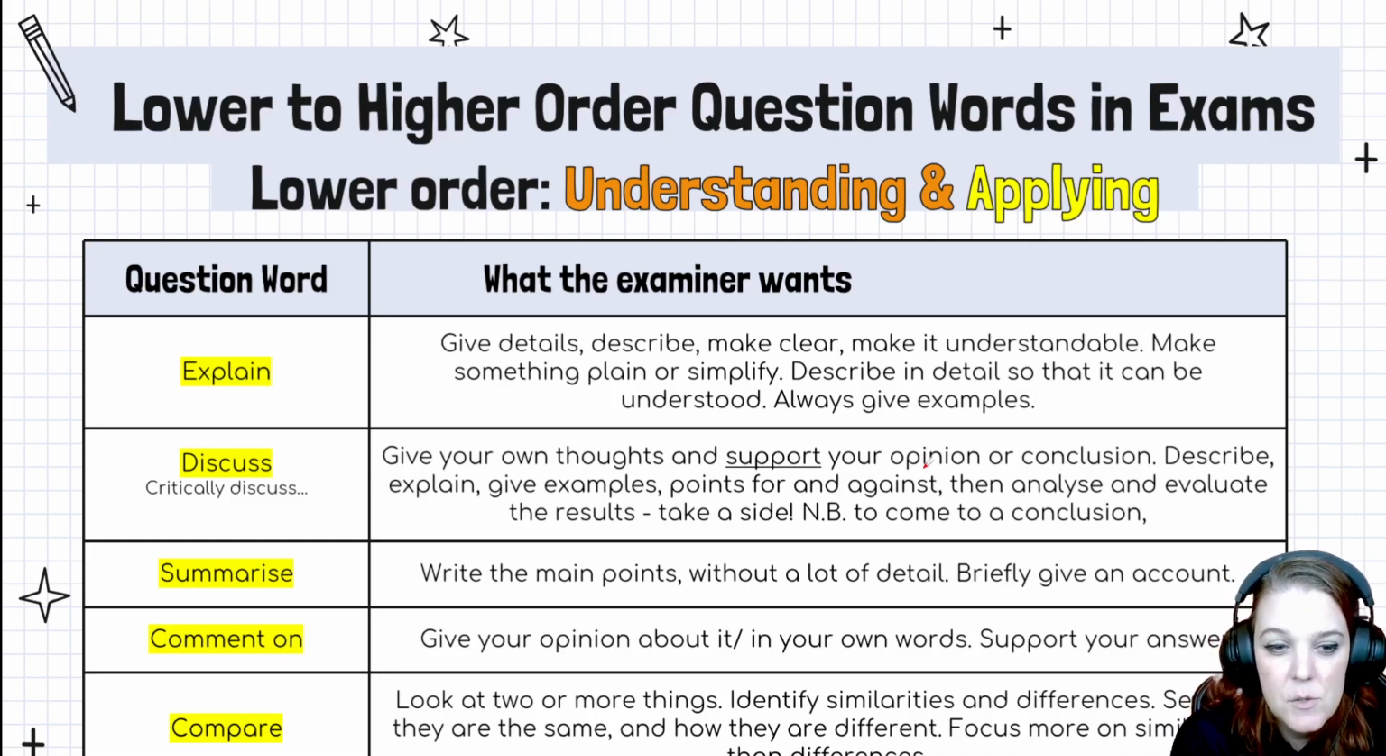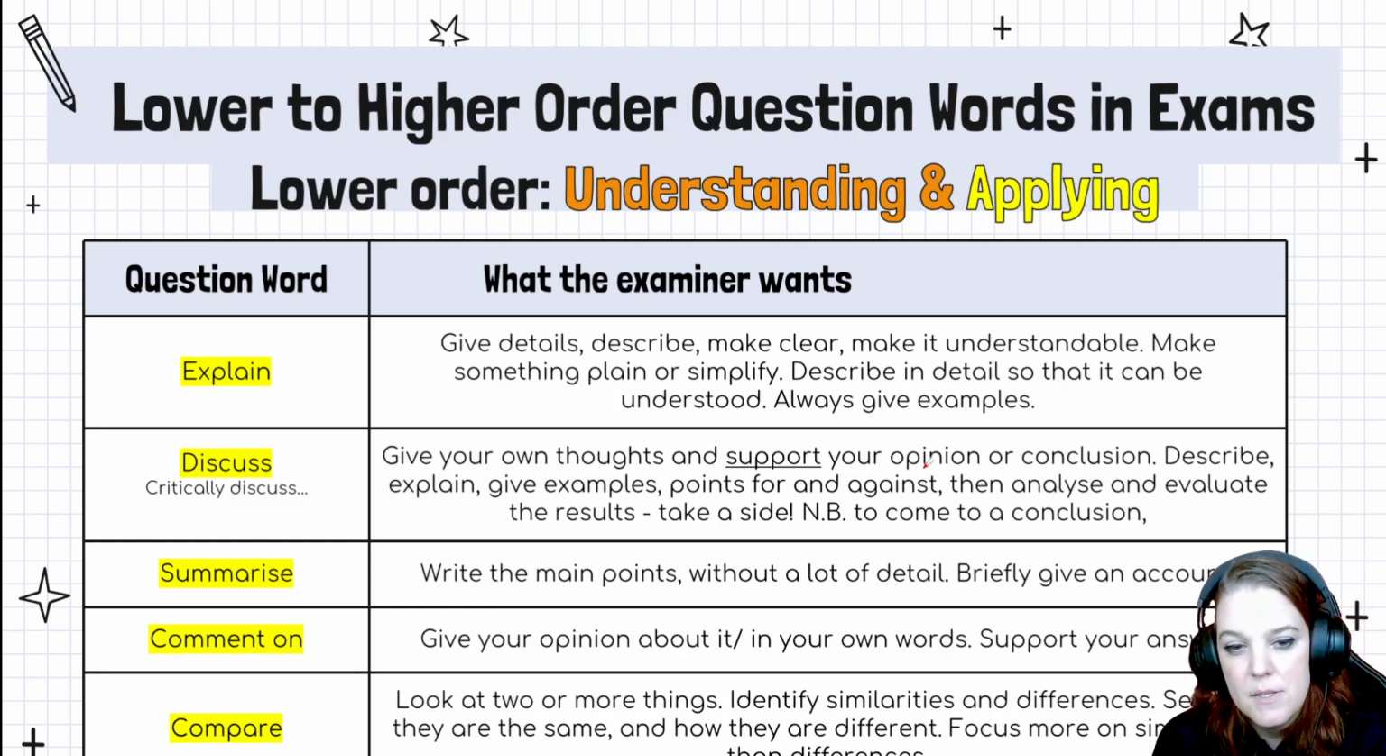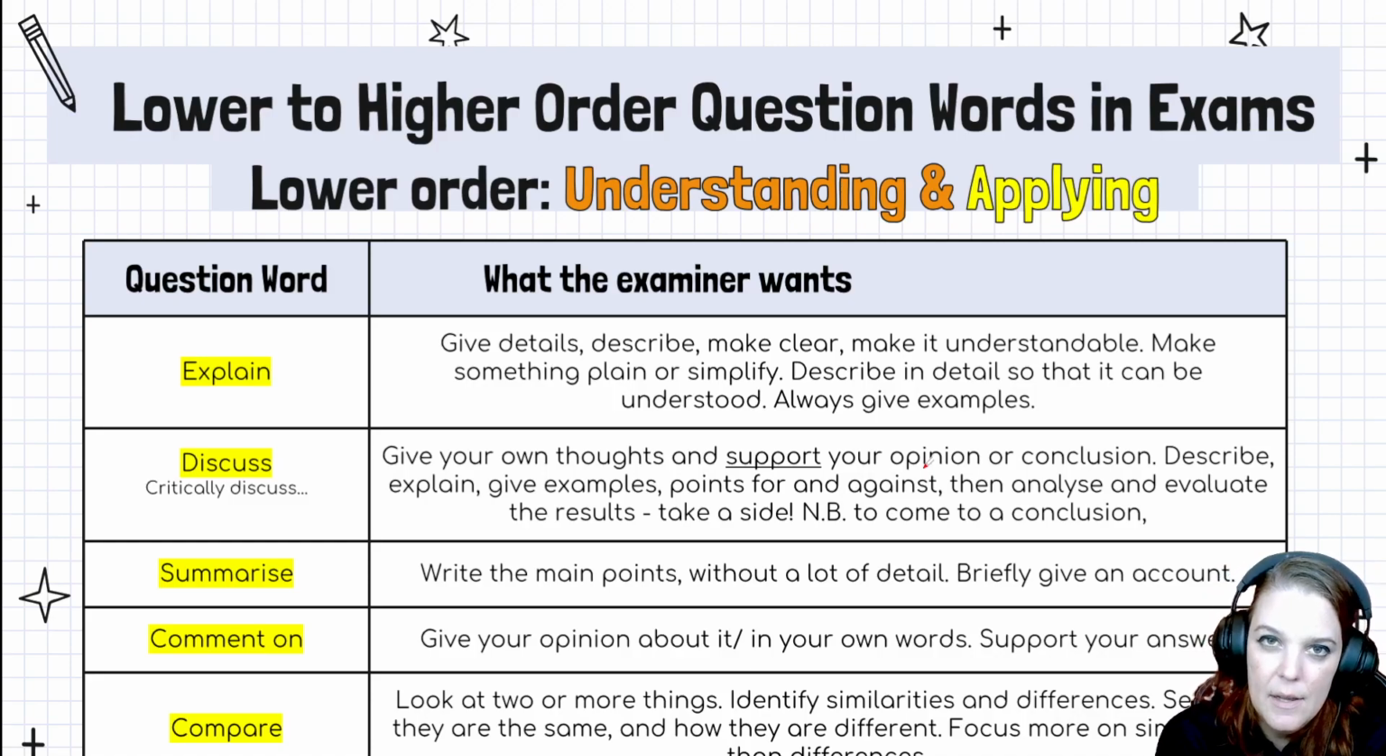Okay, so let's look at the next one, comment on. So this is saying we need to give our opinion about something, and we need to put it into our own words. We need to support our answers with evidence from the passage, right? So we're supporting the information that we're giving. So if I say the sky is blue, why do I think the sky is blue? In the comprehension, blah, blah, blah, the writer has explained that the sky looks as blue as the dancing crystal, or whatever it is that they're saying in our comprehension passage.